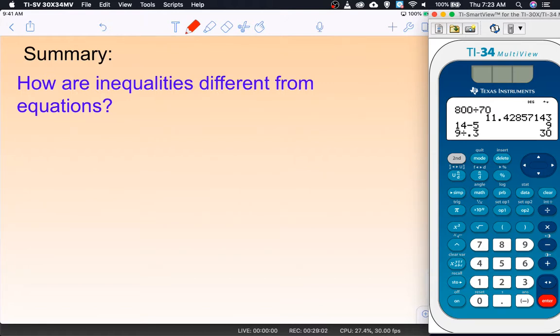Well, inequalities get a graph. That's a big difference. Inequalities, at the end, you have to graph the inequality, but we don't have to graph equations. So, one. When you're solving your inequality, there are times you have to change the direction of the inequality symbol, like when you multiply or divide by a negative. And so far, that's it. Everything else has been pretty much the same as an equation.